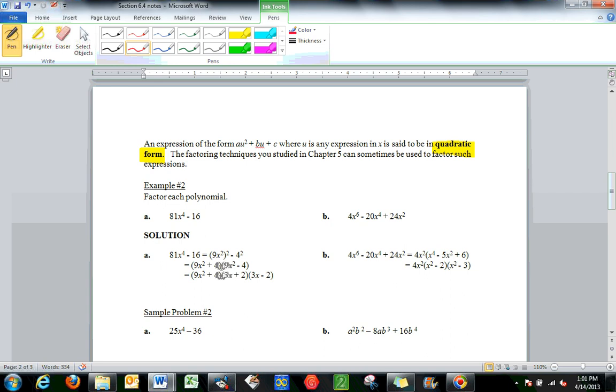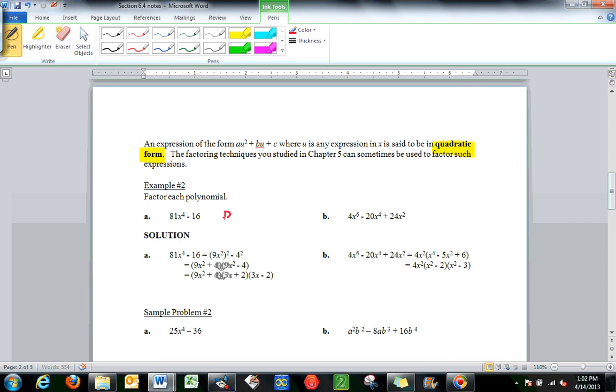When we do that, we can break up the even numbered exponents in the same way that we broke up the exponent of 2. So it's important that we look for these opportunities to do that. If we look at example problem 2, we'll take a look at a couple examples here.